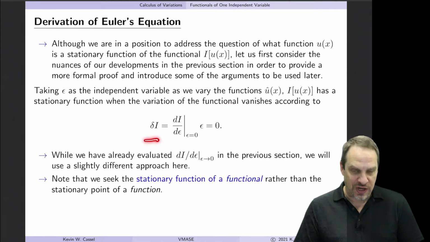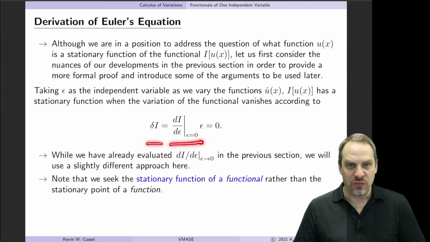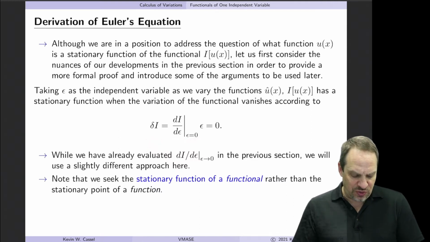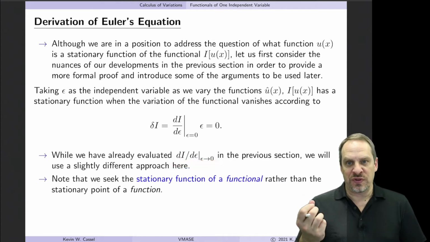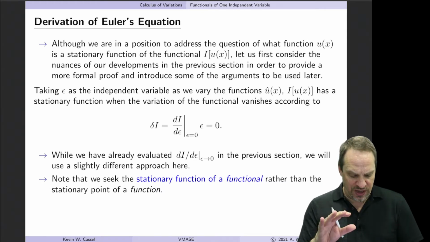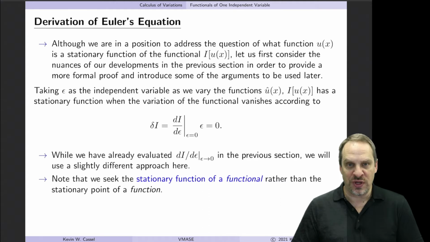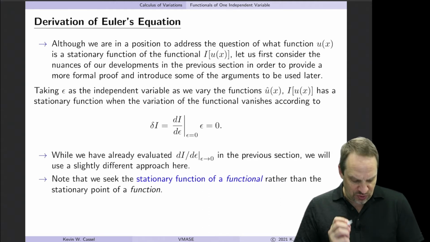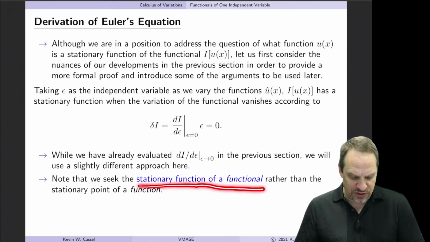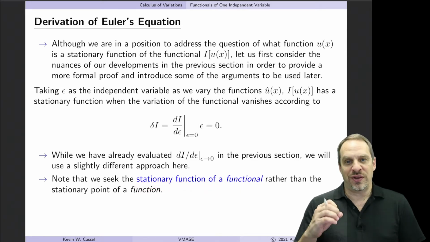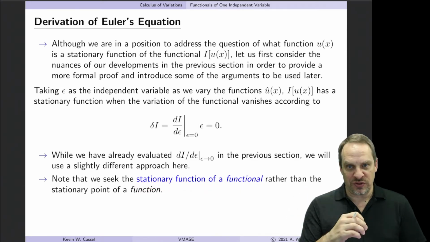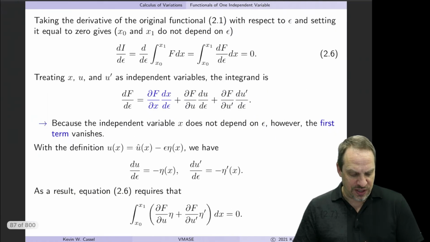So the variation of I is 0, and remember the variation of I is dI d epsilon when epsilon is evaluated at 0 times epsilon. So we've already evaluated that in the functional derivative in the previous video and set that equal to 0, and that gives us the Euler equation. But let's start from scratch, do this from the very beginning, and again fill in some of those additional details and nuances as we go. So once again, we're looking for the stationary function of our functional rather than the stationary point of a function, but you'll see a lot of similarities and analogies.